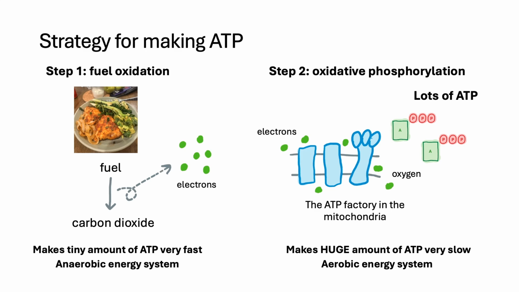This was my illustration of that. We're going to take fuel, which comes in the form of food. We're going to break that down and rip out all their electrons, and that fuel is going to end up as carbon dioxide. This is our anaerobic energy system, and it's going to make a small amount of ATP, but the most important thing is the ripping out of the electrons that we can then feed into step 2. So let's talk about how step 1, fuel oxidation, works.